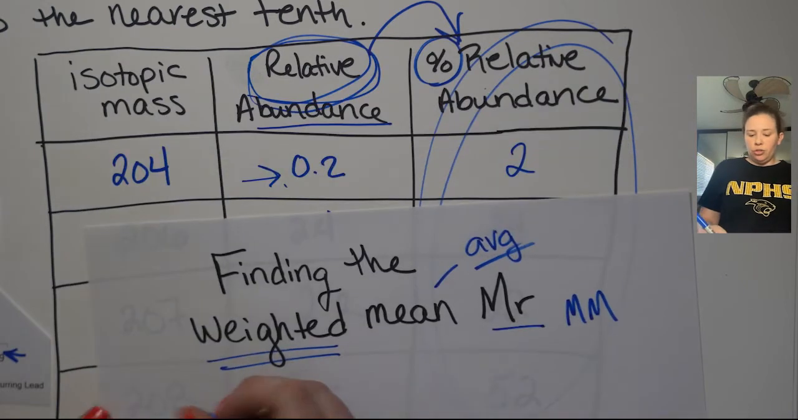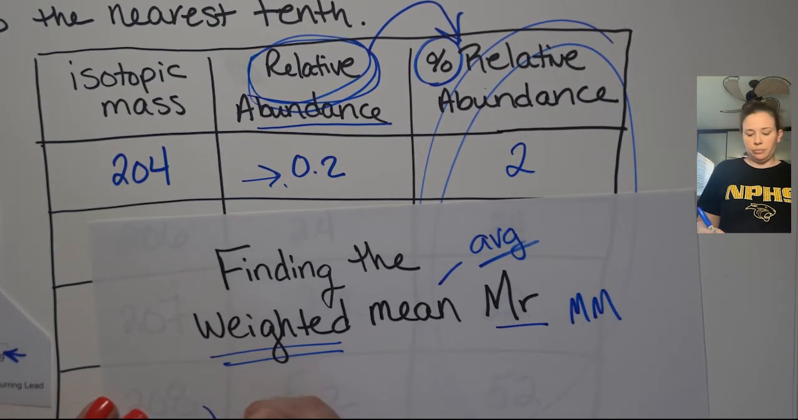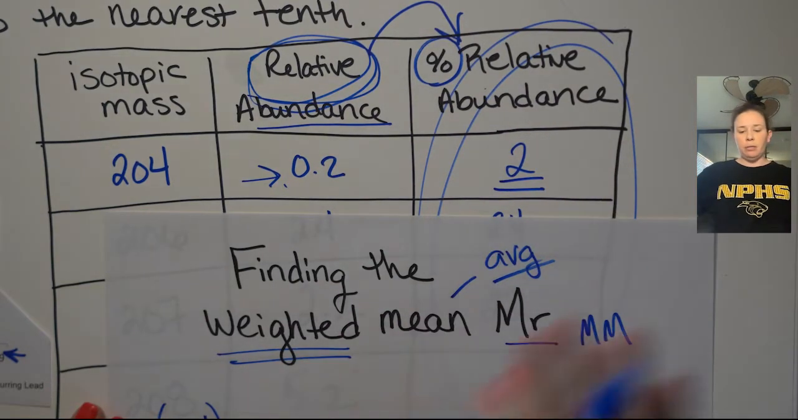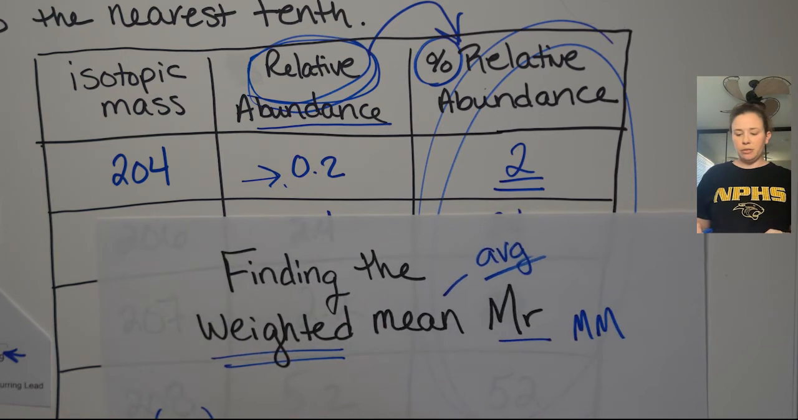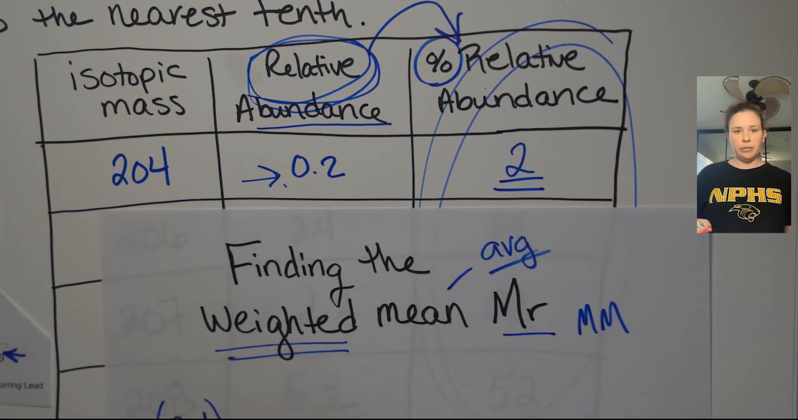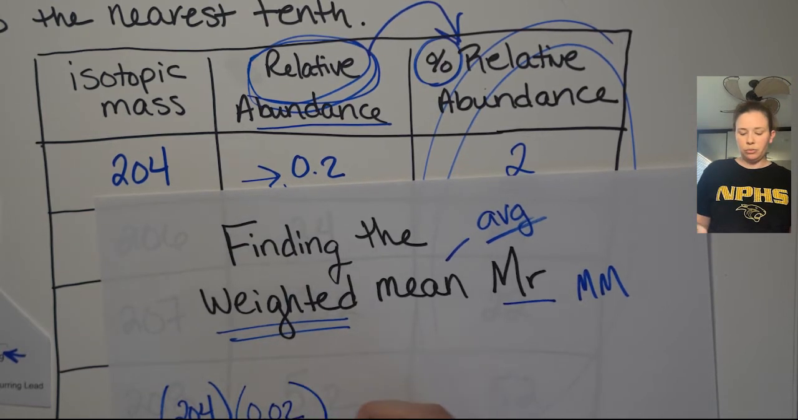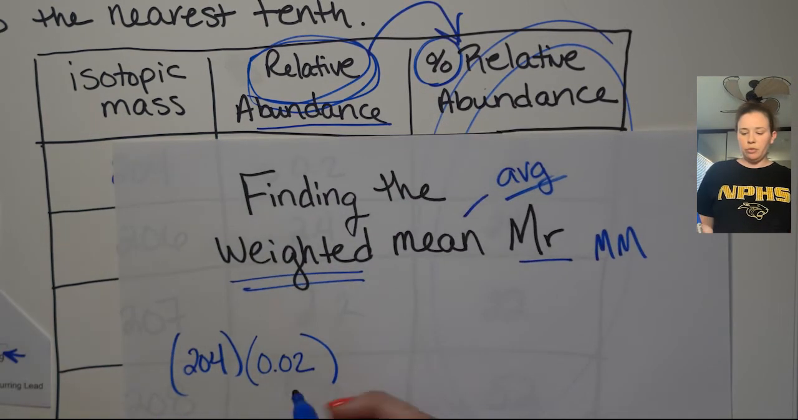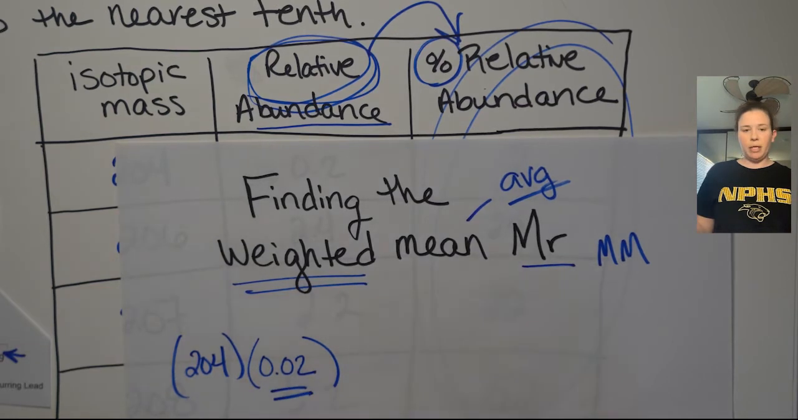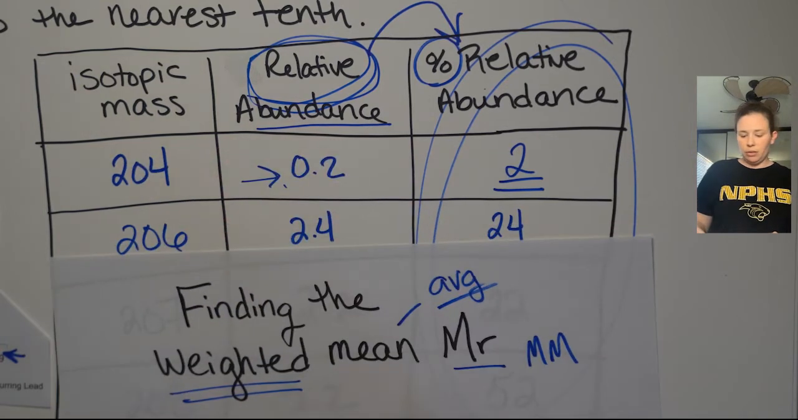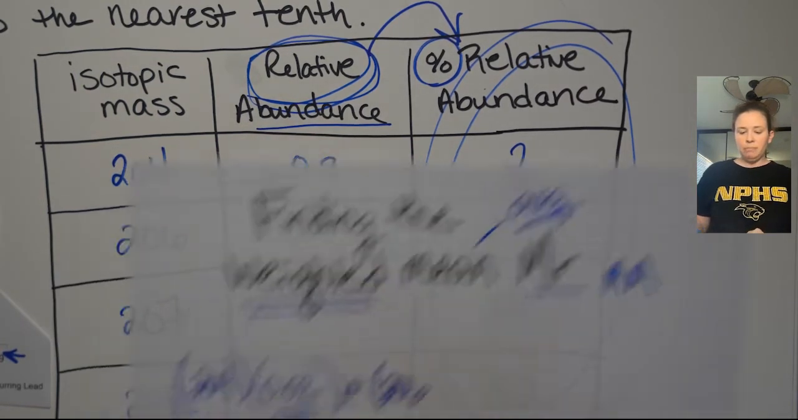So if I look at the 204 isotope, we only have 2% of all of the isotopes out there, of all of the atoms out there of this, only 2% of them have a molar mass of 204. So that's going to weigh in at 0.02 of the molar mass. So basically you take your percentage, convert it back to the decimal version of the percent to get how that affects the total mass. And we're going to add our next mass, which will be the 206.